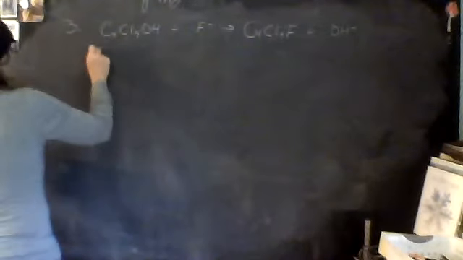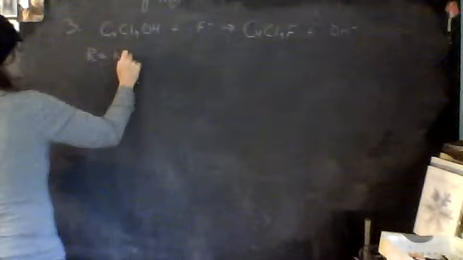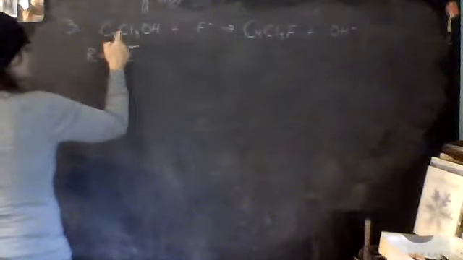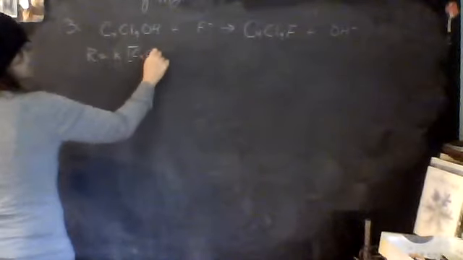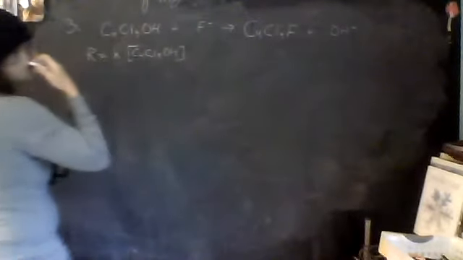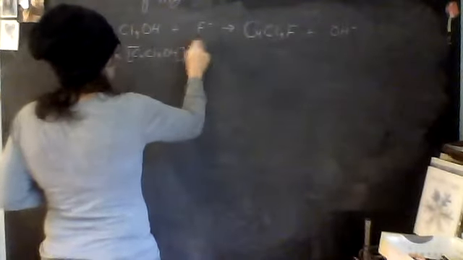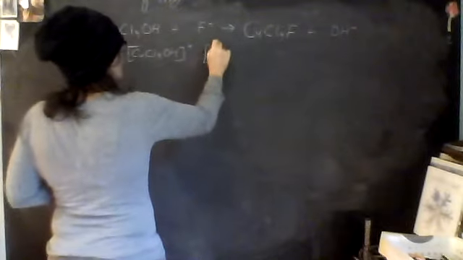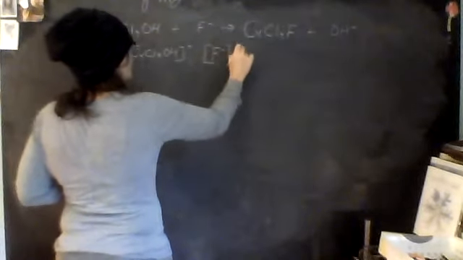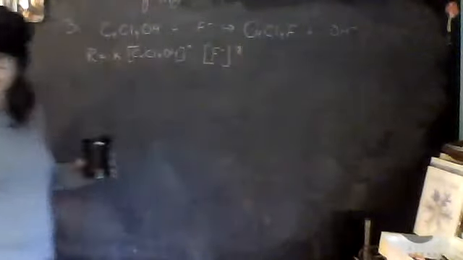Okay, so we're going to say R equals some constant K times the concentration of C4Cl9OH to some X, which we'll figure out in a moment, times the concentration of F negative to some exponent Y, which we'll figure out in a moment. So let's look at how the data appears.